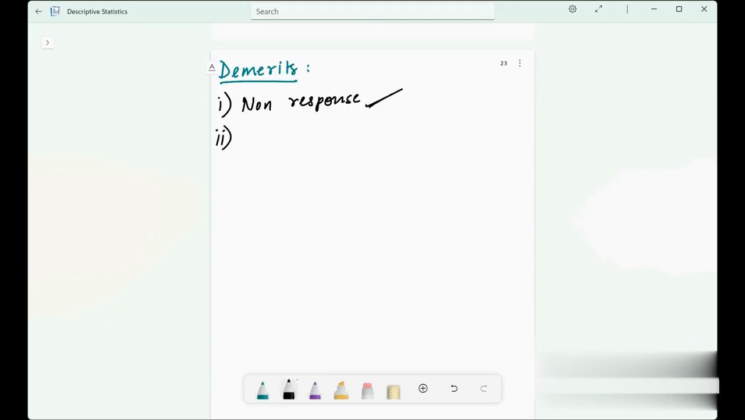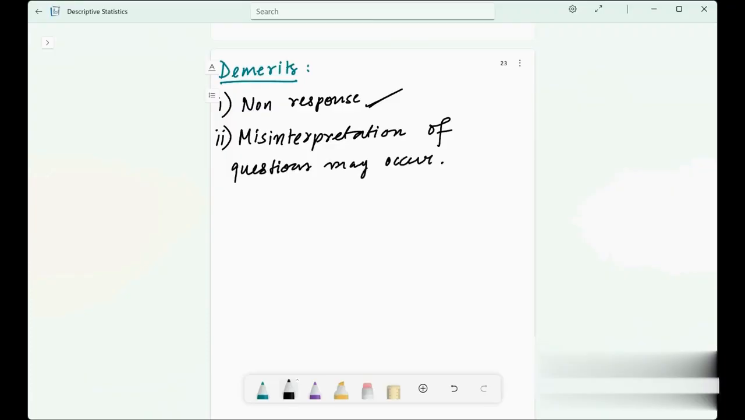Okay. Now coming to the next point, which is misinterpretation of questions may occur. So if the applicant is not understanding the question, is misinterpreting the question, then how will the person give the answers, right? I mean, accurate ones cannot be given. So this is again a demerit. Nobody is there to explain the questions to you. You need to understand it yourself.